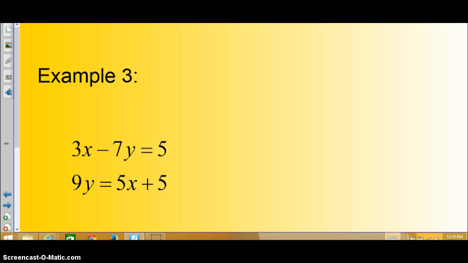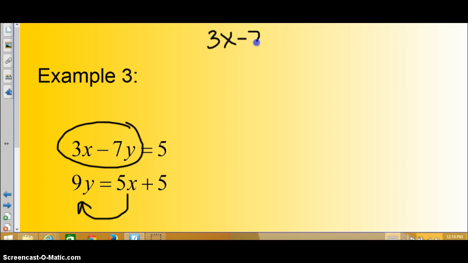Example 3. Notice that the equal signs, these are little messed up equations. I did that purposely so that you're forced to make some changes. In this case, what I would do is you can see that the 3x minus 7y is together. So I would move this x to this side of the equation. So I'm going to write this up here. We've got 3x minus 7y is equal to 5.